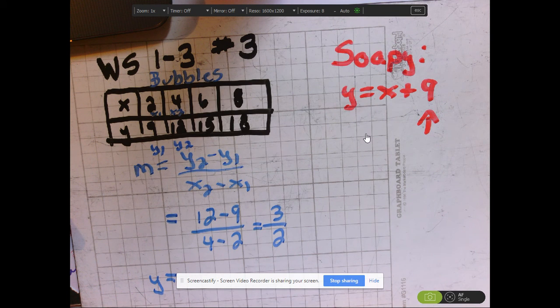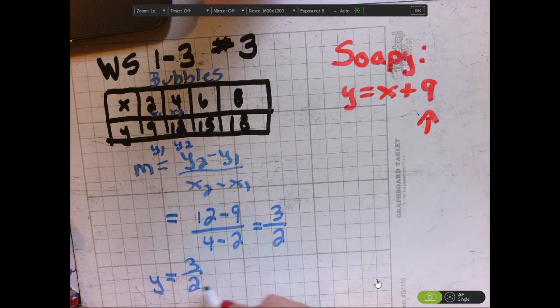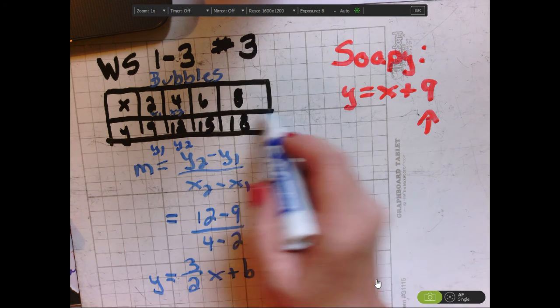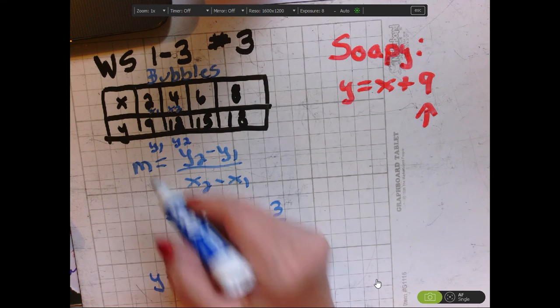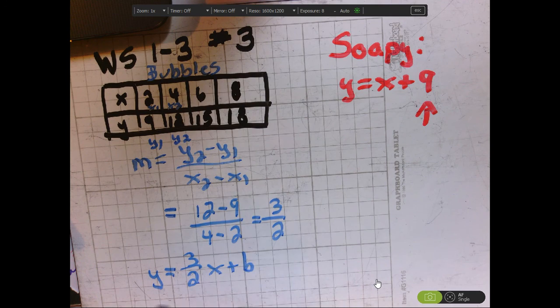Now let me get this out of the way. The slope is 3 over 2, so y equals 3 over 2 x plus b. Well, we don't know what the y-intercept is, and that's actually what we're trying to find out in order to compare it to that 9. Well, we can use any one of these x and y's and plug it in here, and then we could solve for b. So I'm just going to choose the smallest one, the 9 and the 2. So I'm going to have 9 equals 3 over 2 times 2 plus b.